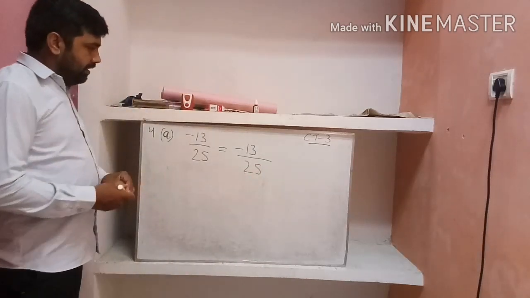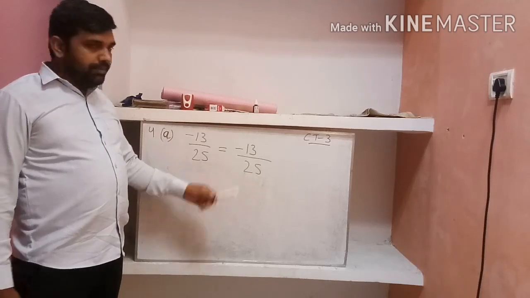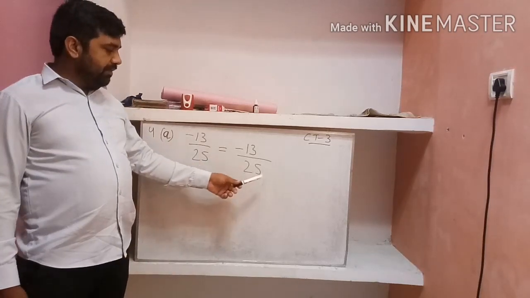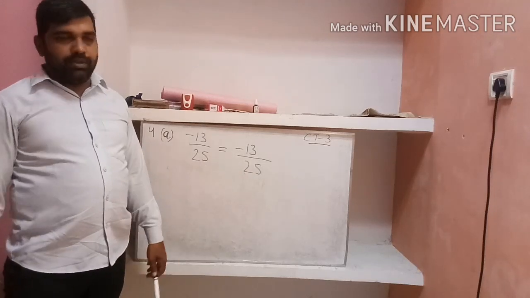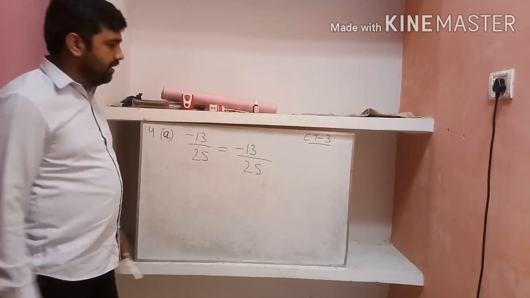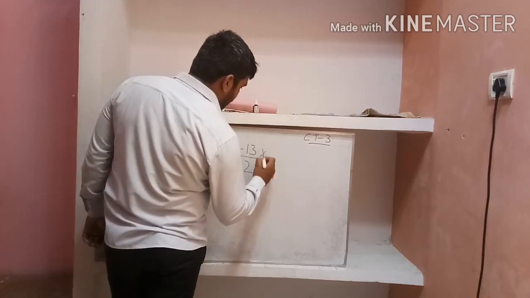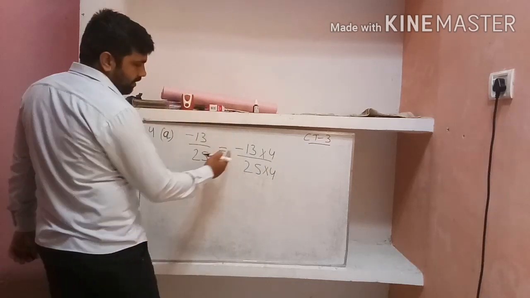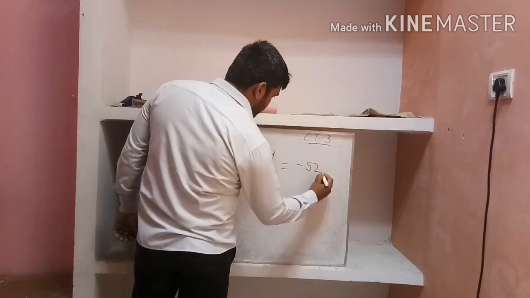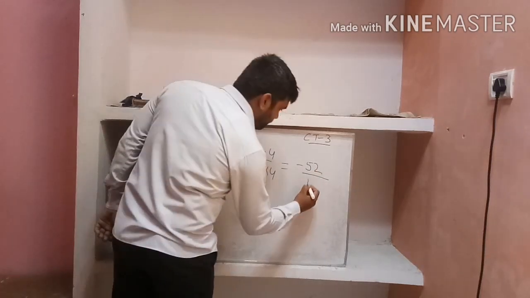Now see, the denominator is 25. So easily we can convert this denominator into a multiple of 10. If we multiply by 4, 25 4s are 100, which is a multiple of 10. That will be easy for us to convert this fraction into decimal. So what we are going to do, multiply the denominator and numerator by 4. 13 fours are 52, that is minus 52 upon 25 fours are 100.